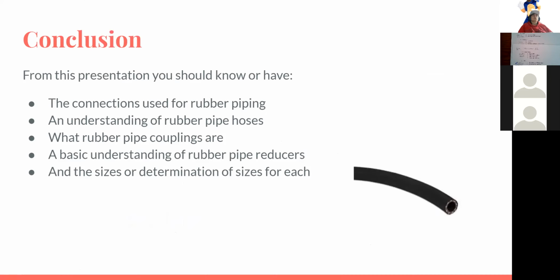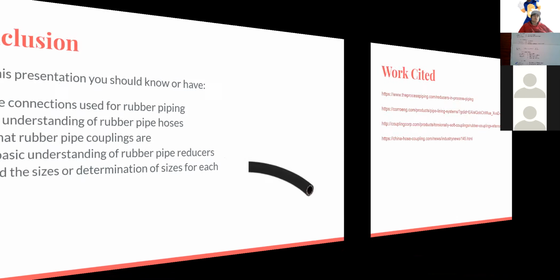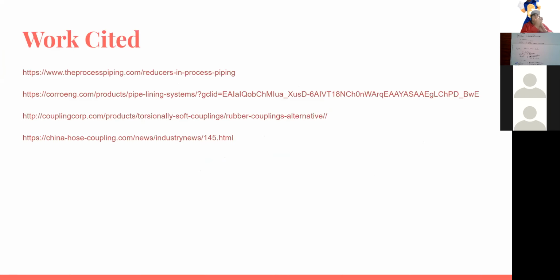The conclusion. What you should take away from this presentation is the connections used for rubber piping, an understanding of the rubber pipe hoses, what rubber pipe couplings are, and a basic understanding of rubber pipe reducers, as well as the sizes or determination of sizes for each. And this is our works cited.